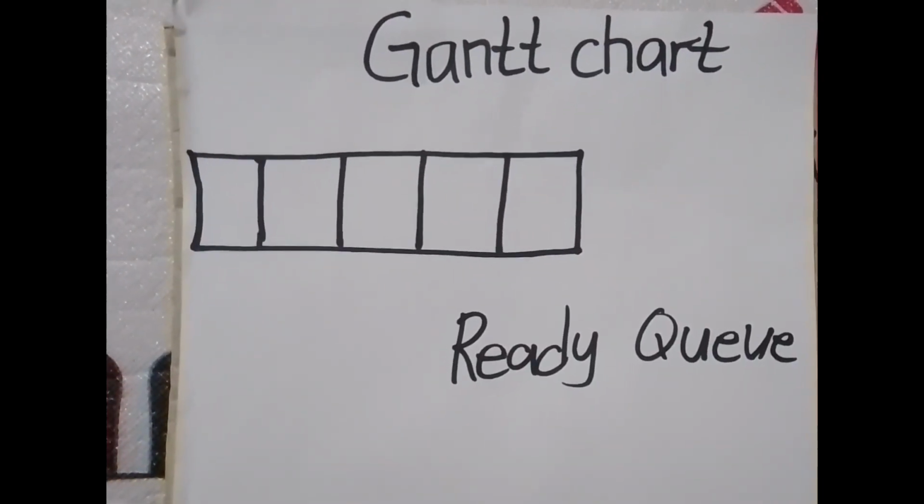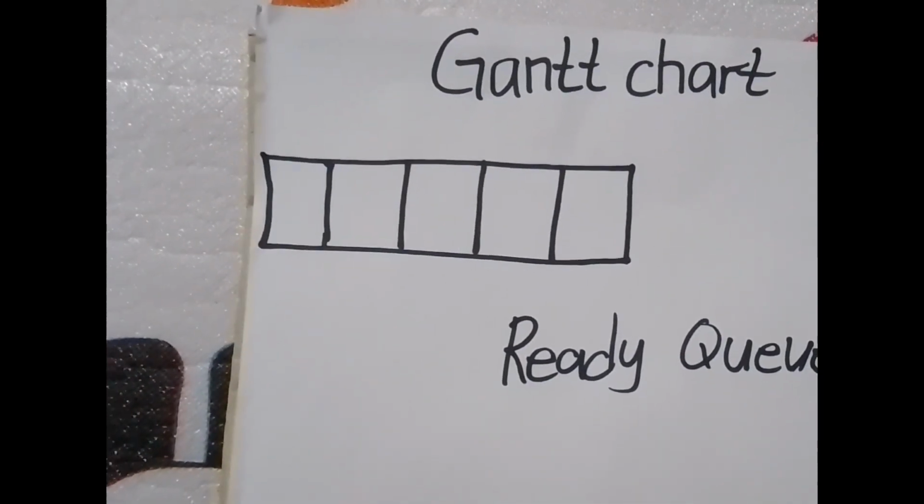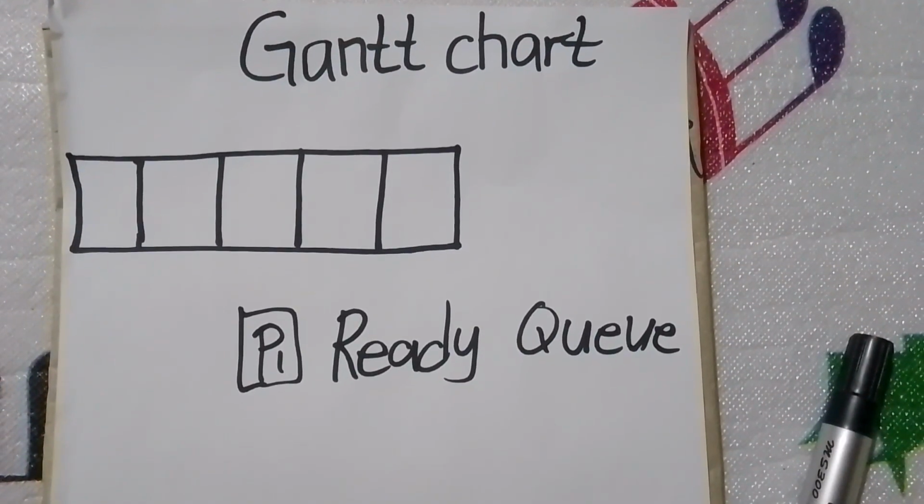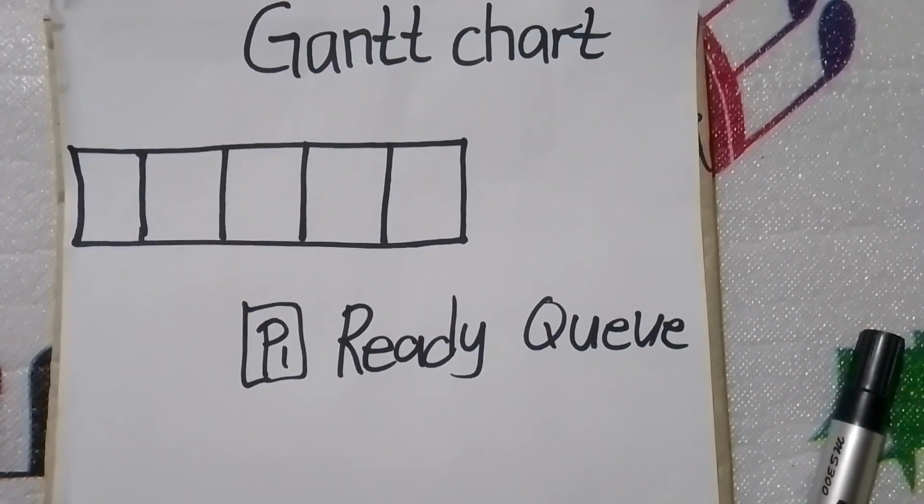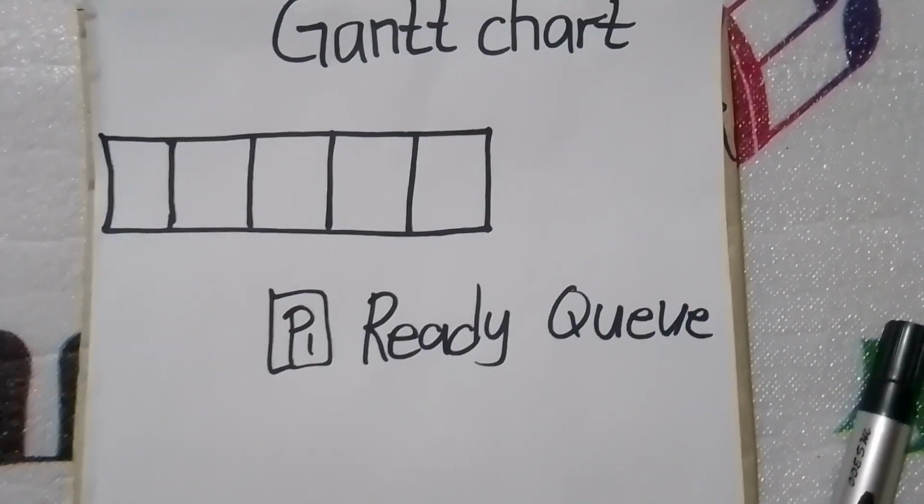And now this is my Gantt chart and the ready queue. The first in the ready queue is P1. But before that, I have a quantum time of 3. So P1 is in the ready queue.